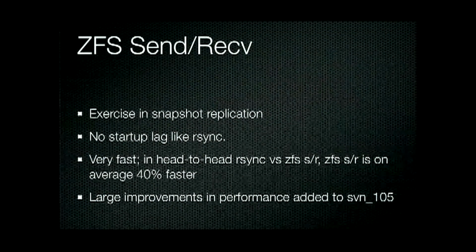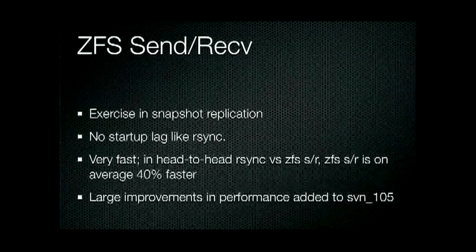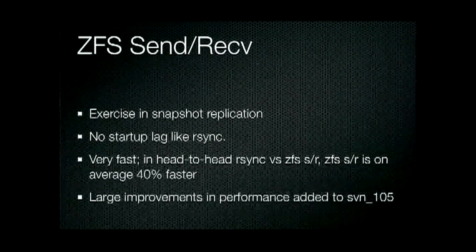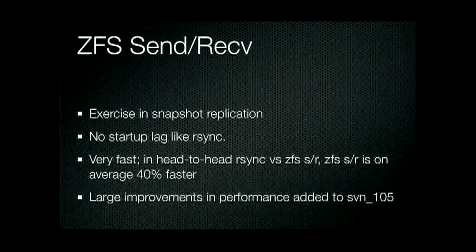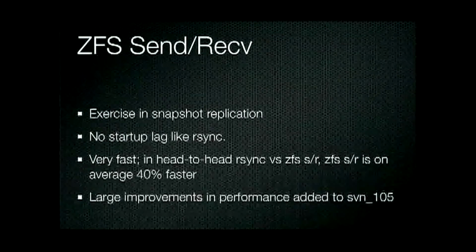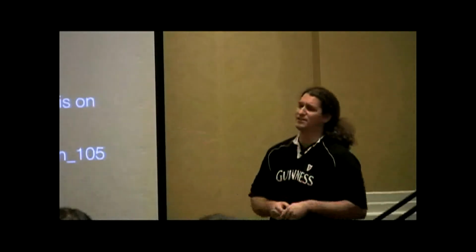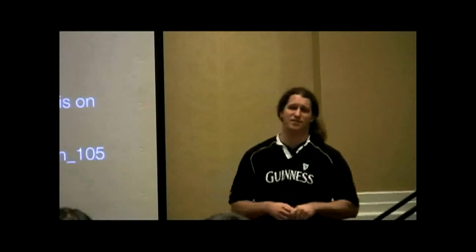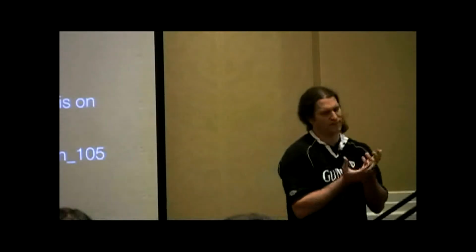So the right way to back up ZFS is via send receive. This is snapshot replication, right? The beauty of it is that there is no startup lag, like rsync. As soon as you start it, it starts sending data. Data is moving along. I've heard several people try to argue with me and tell me that rsync is faster than ZFS send receive. I've done a number of tests, and in every single test, I found that ZFS send receive is on average 40% faster than rsync in any situation. And if you think that it's faster, please provide me with real numbers, because if I'm wrong, I will love to apologize and fall down on my knees weeping and crying.